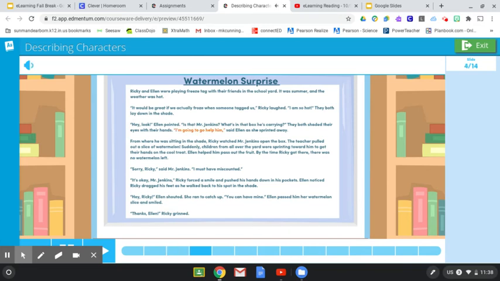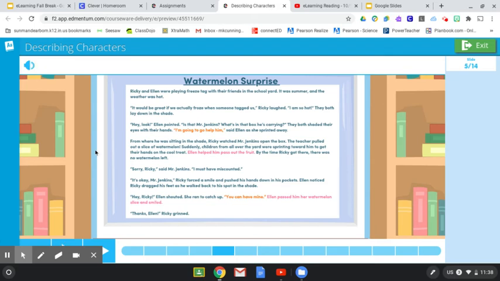Ellen says, "I'm going to go help him," and "You can have mine." Ellen also helps pass out the fruit and gives Ricky her watermelon slice. Through her words and her actions, you can see that she is a kind and generous person. These are some traits that describe Ellen.